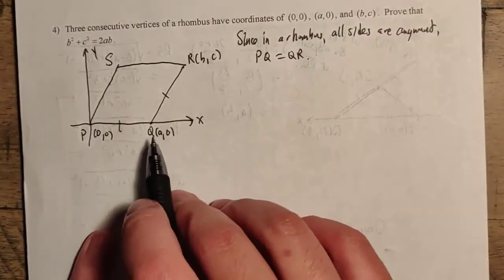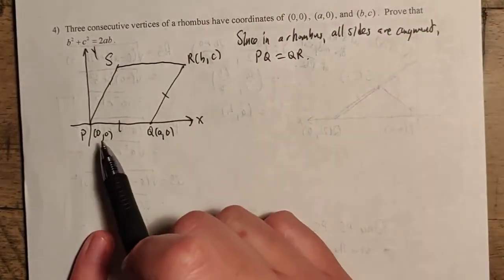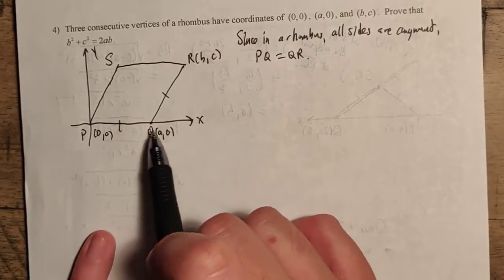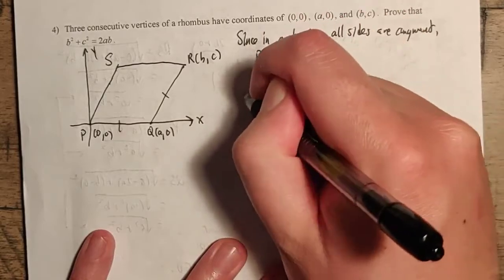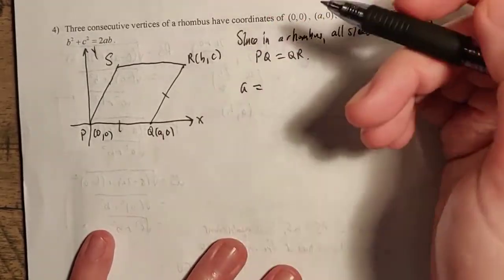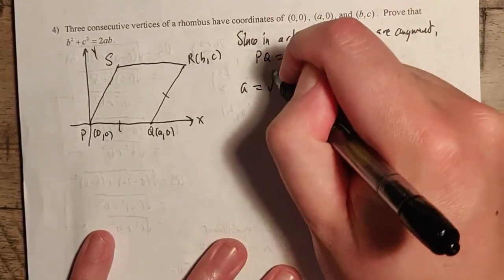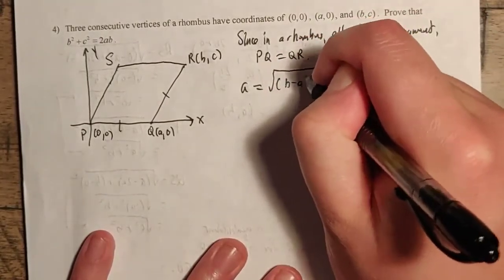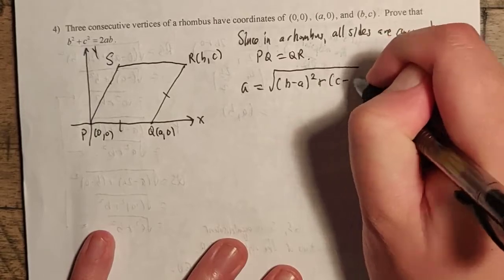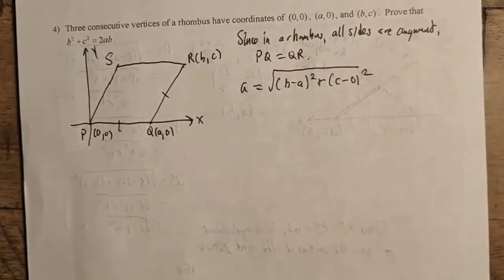Now, the nice part about PQ is that we actually don't need to use the distance formula here because this is along a straight line. This is along the x-axis here. So the y-coordinates are not going to matter, and therefore we know the distance from P to Q is just A. Unfortunately for QR, we're going to have to use the distance formula, but that's okay. It's going to be B minus A all squared plus C minus 0 all squared. So we can use the distance formula like this, and now we know this is the case here.